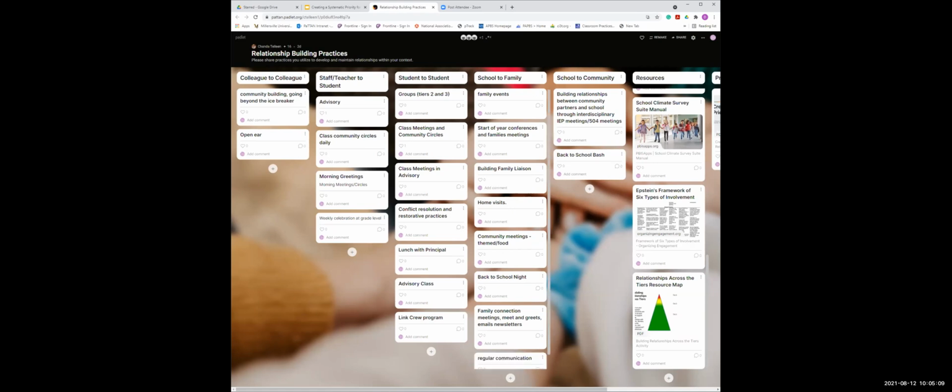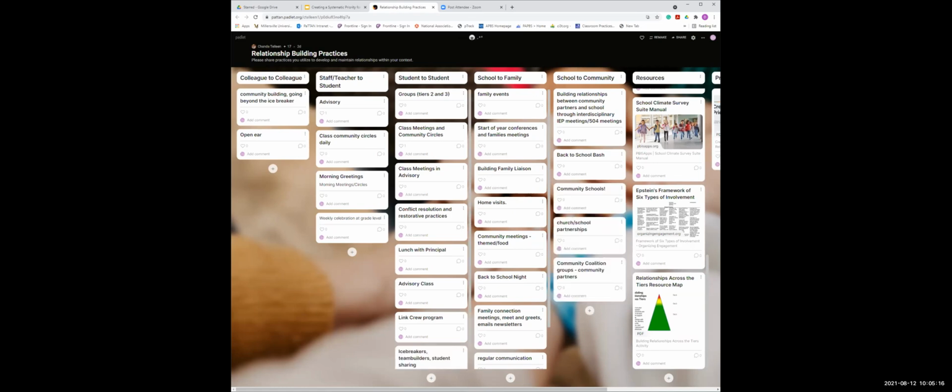Okay, build a relationship between community partners and school through interdisciplinary IEP meetings, 504 meetings, nice. Back to school bashes, having community schools, that's wonderful. Okay, staff to teacher morning greetings, weekly celebrations at grade levels, wonderful. How about 30 more seconds? Anything else you'd like to put up on the Padlet, strategies that you are currently using that you'd like to share with the group?